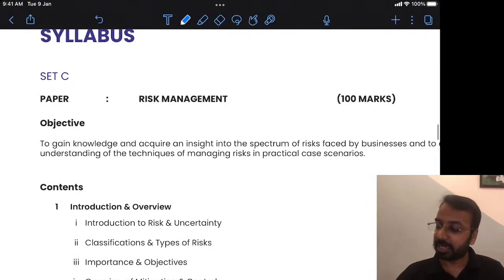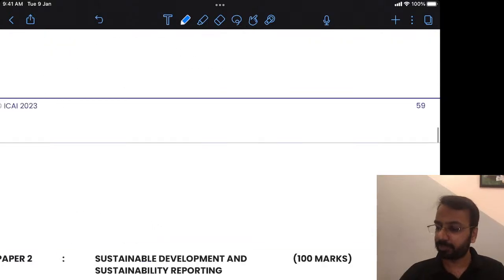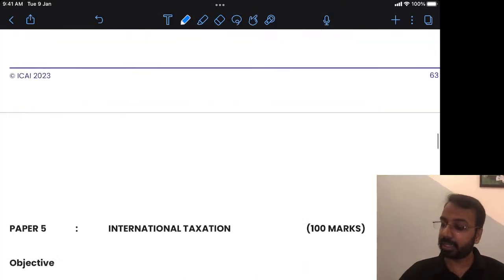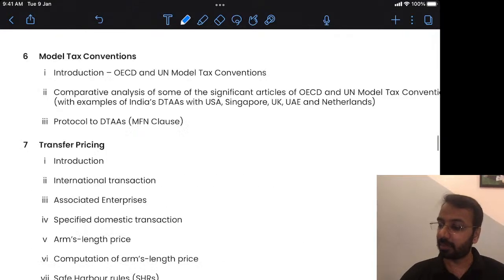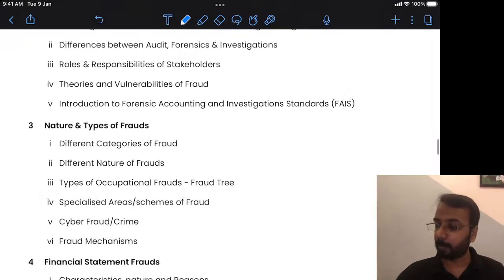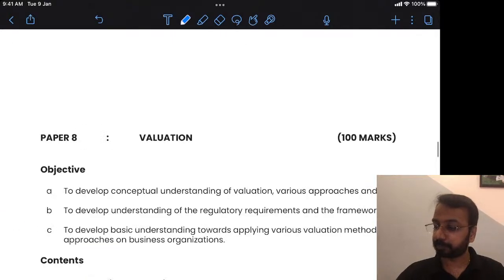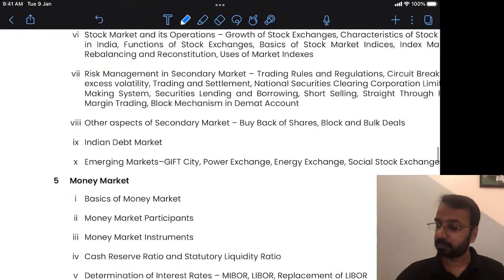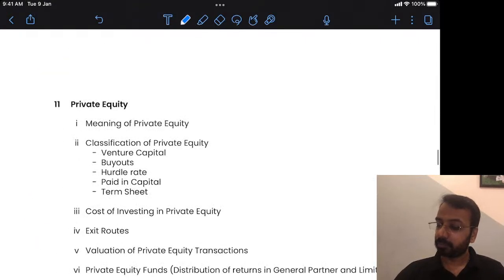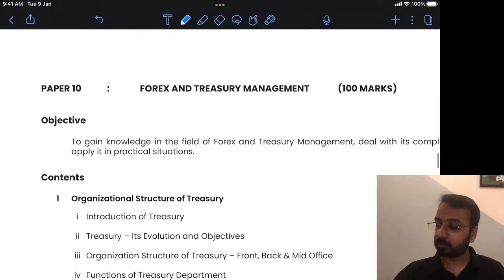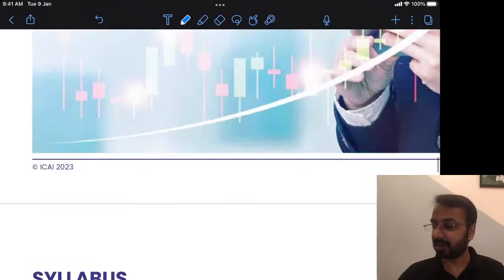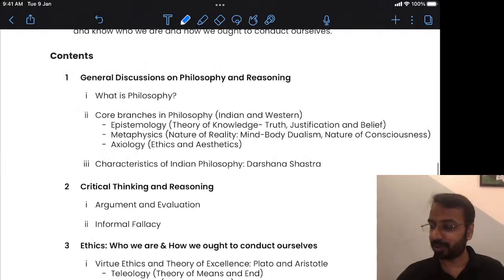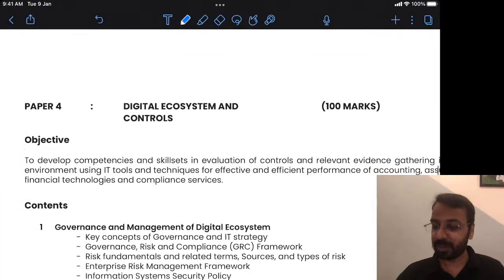Then you have other aspects like risk management and all of those things. You can go through it. For whichever paper you choose, you can make a decision subsequently as well. So more important is what happens to the CA final syllabus. So I'll just take you through that. I think a lot of syllabus covered in set C, and including Constitution of India. That was really surprising for me as to what would be the aspects that will be covered here.